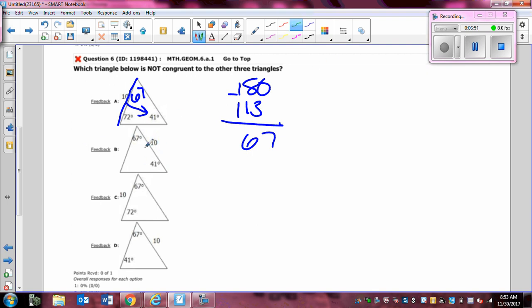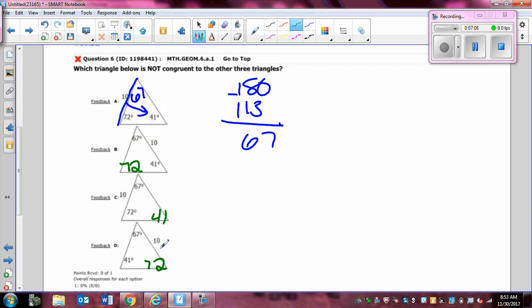Let's look at the next one. I have 67 and 41. The next one has to be 72. I have 67 and 72. This one has to be 41. And I have 67 and 41. This one has to be 72.